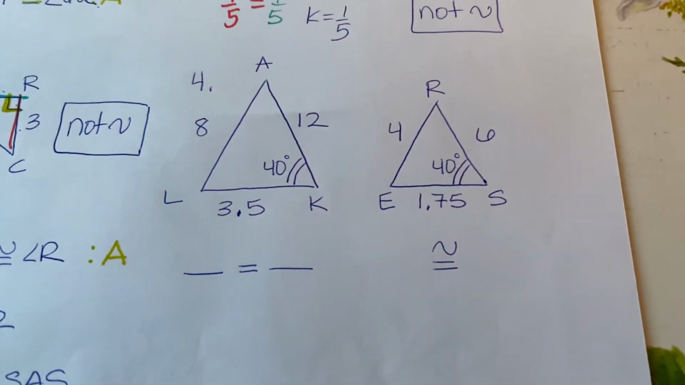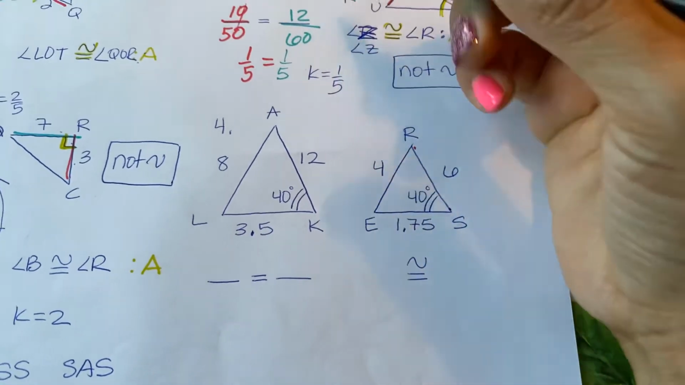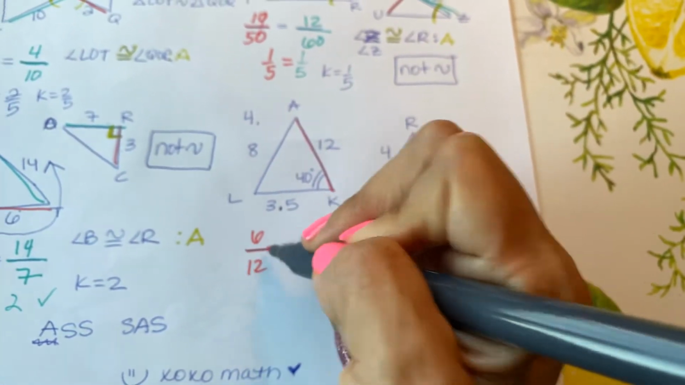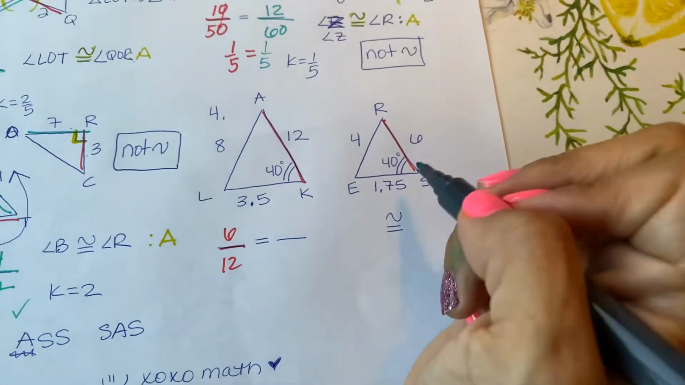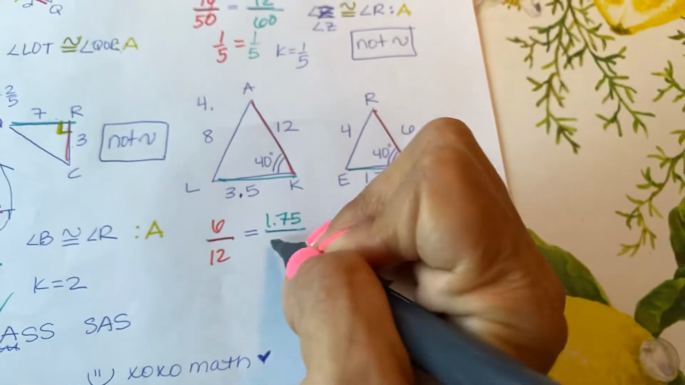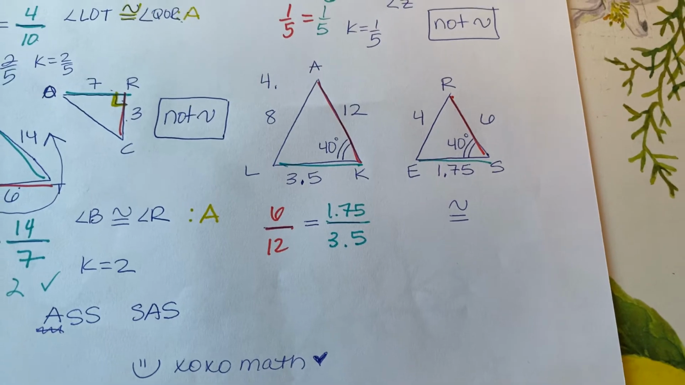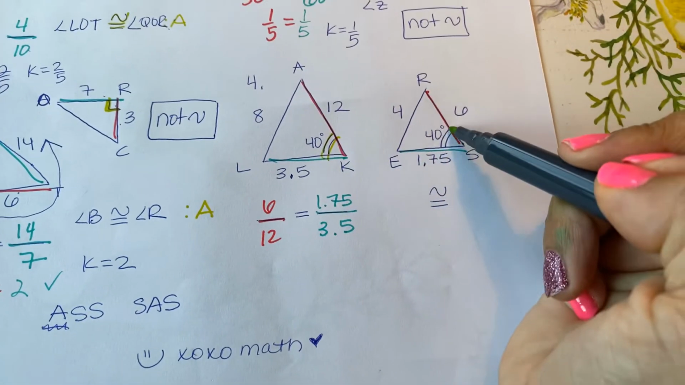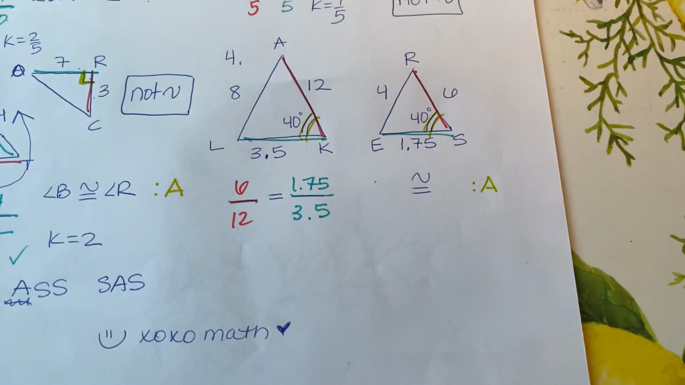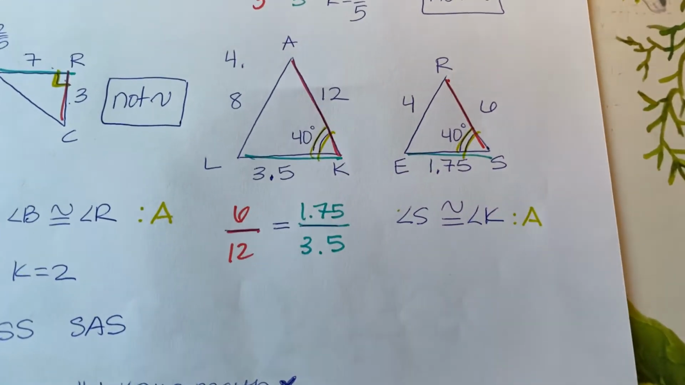Okay, so then lastly, here we go. So let's go pink. So 6 to 12. I have 1.75 to 3.5. And then if I look at my angle, I have 40 degrees, beautiful. So, oh wait, you have an A. I have angle S is congruent to angle K.